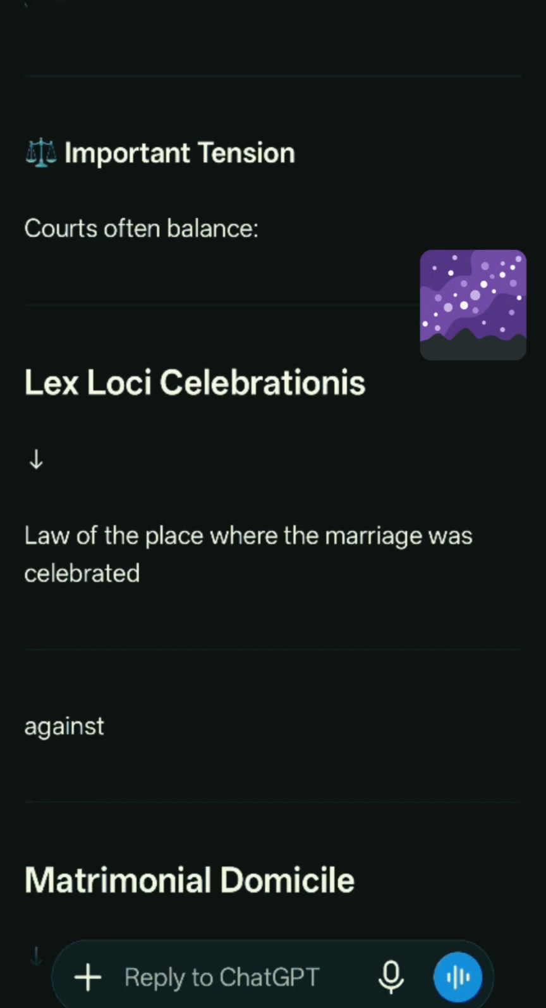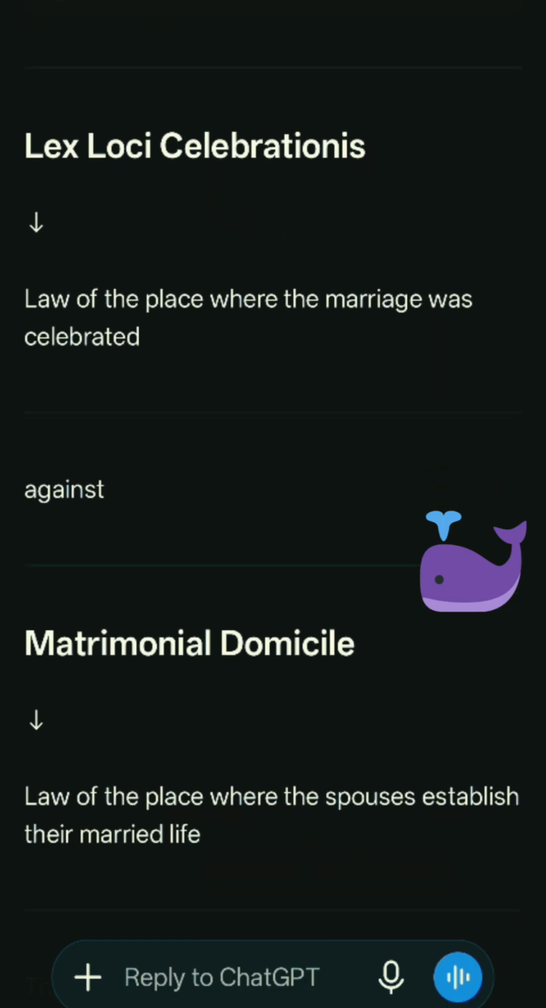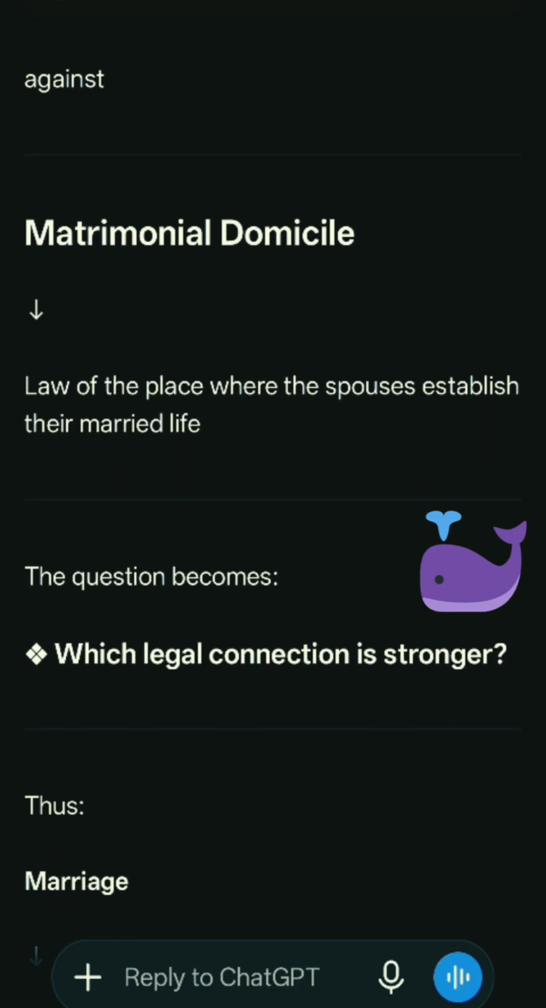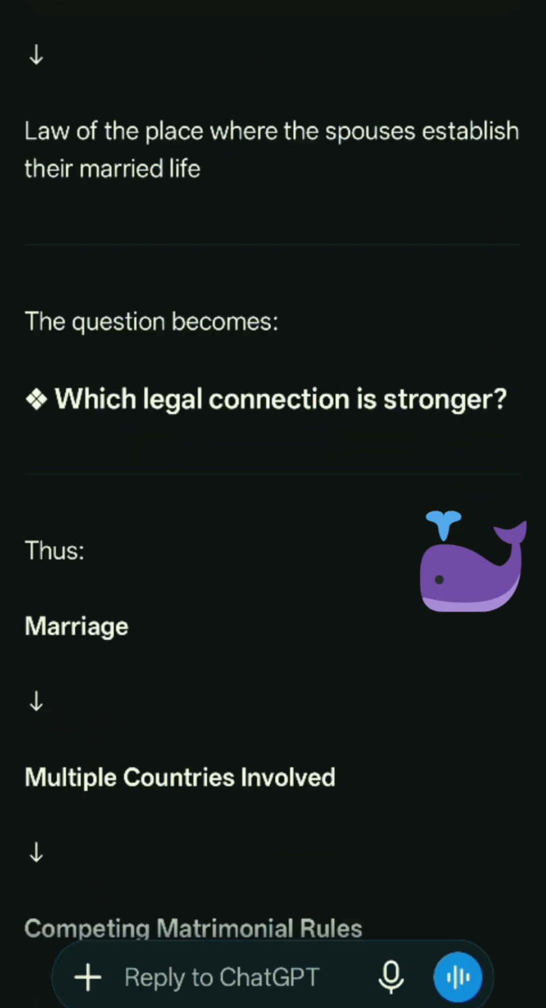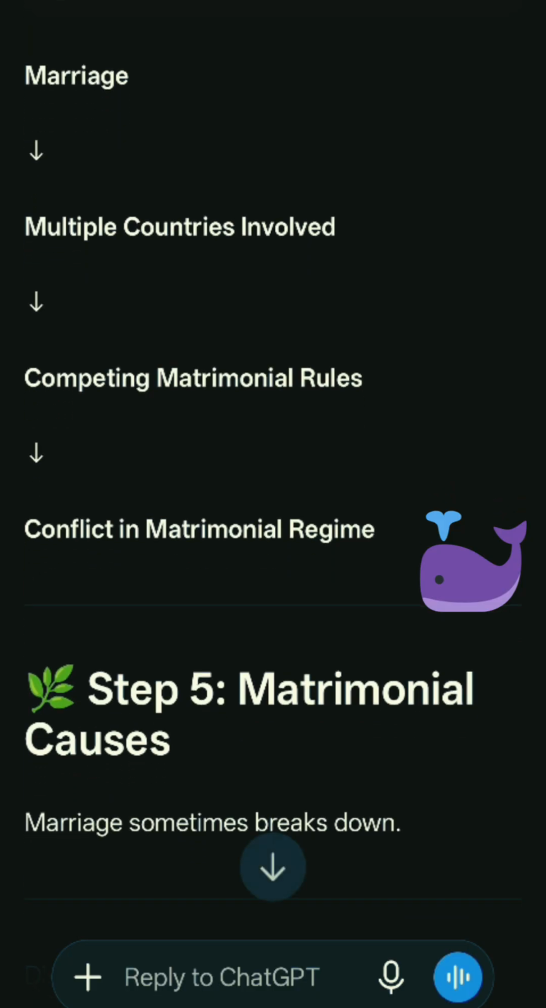Important tension courts often balance. Lex loci celebrationis, law of the place where the marriage was celebrated. Matrimonial domicile, law of the place where the spouses established their married life. The question becomes, which legal connection is stronger? Thus, marriage, multiple countries involved, competing matrimonial rules, conflict in matrimonial regime.